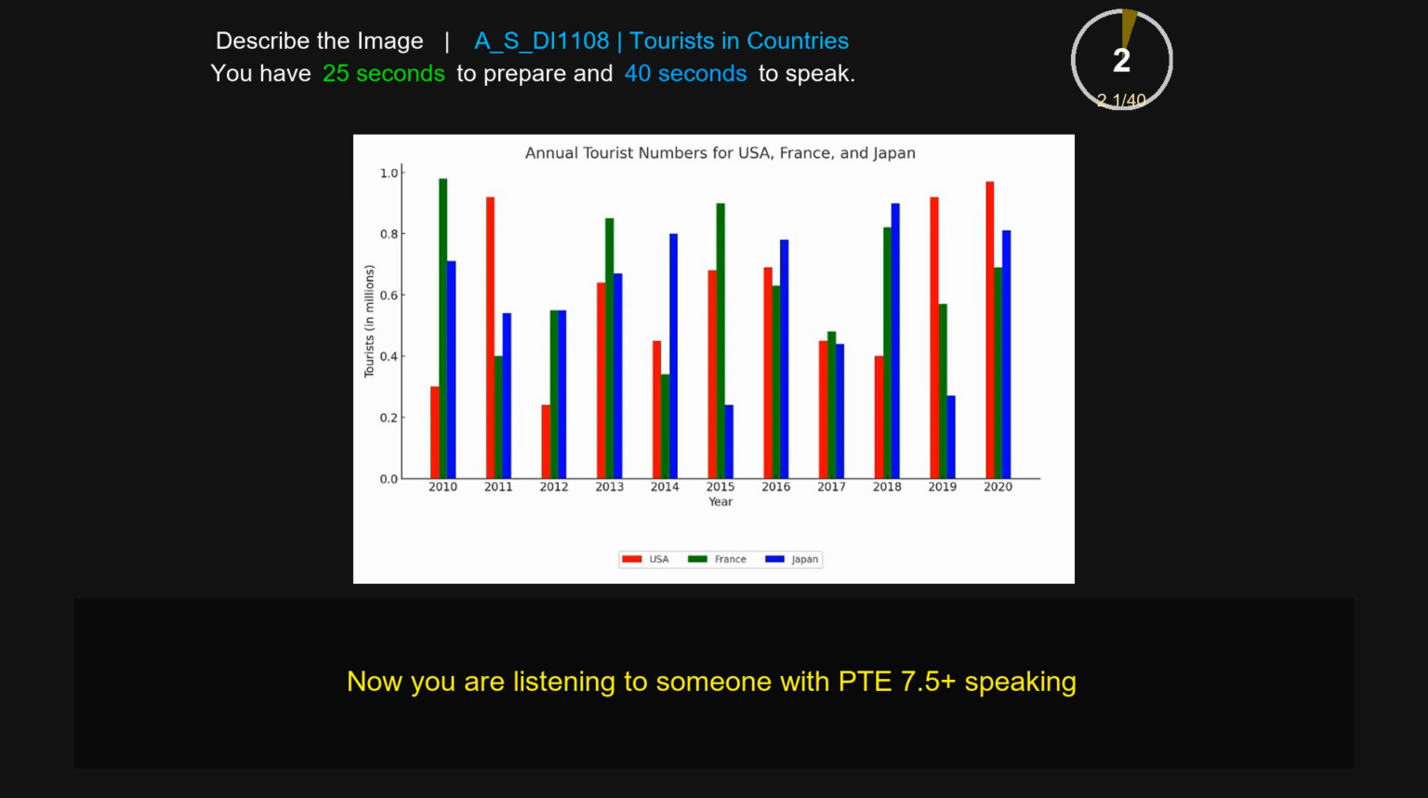This picture is about tourists in countries. The x-axis represents year and the y-axis represents tourists in millions. In the given picture, it is clearly visible that there are various countries like USA, France, and Japan. The highest tourist visit in USA was in 2020 with 1 million, and lowest is in 2012 with 0.2 million.